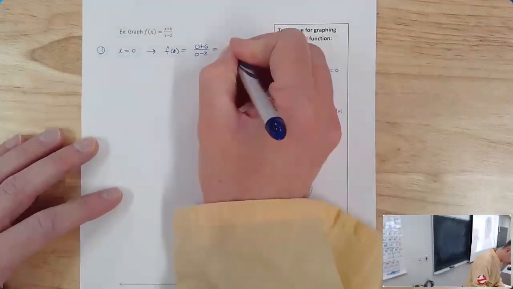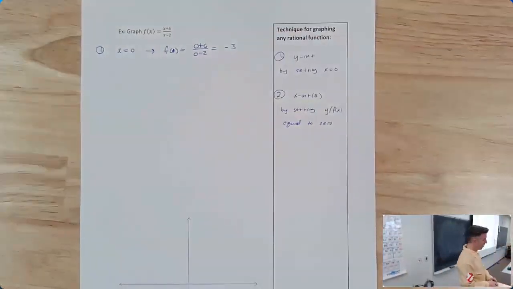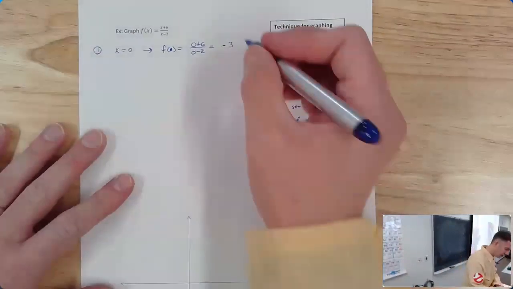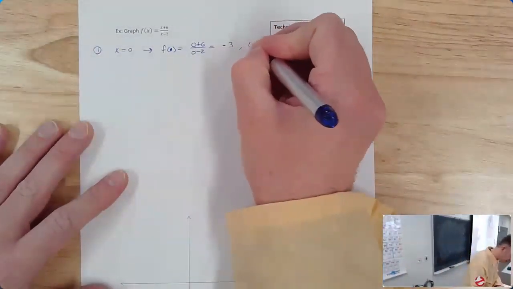6 divided by negative 2 is negative 3. So there's my y-intercept. You could write it down as (0, negative 3), just to be super specific.